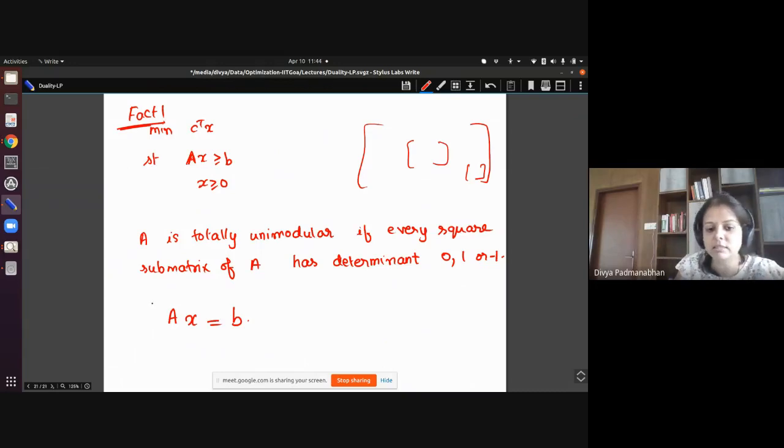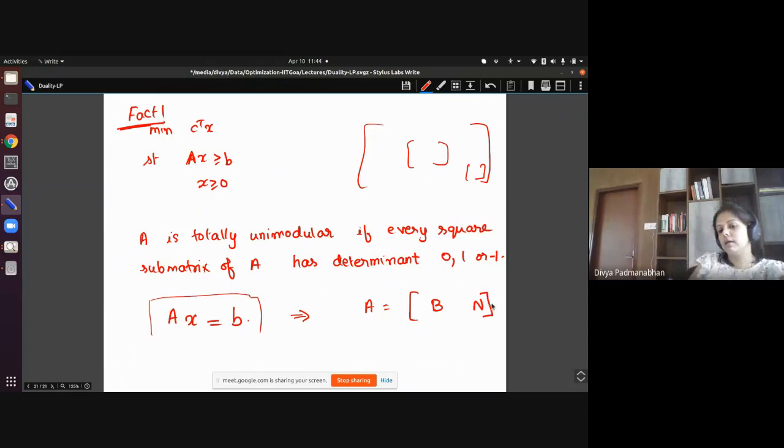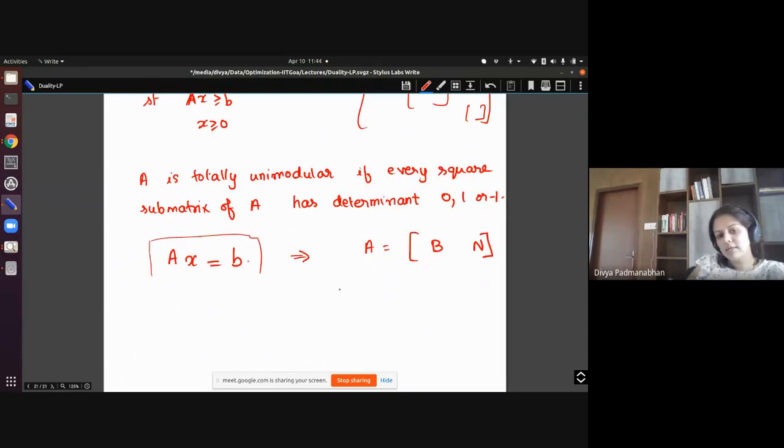And finally, this was going to be the feasible region for the LP. And of course, you have x greater than or equal to 0. But if you look at this in terms of the basic feasible solutions, this A you could write as some B and some N. And what this would mean is actually Bx equals b.